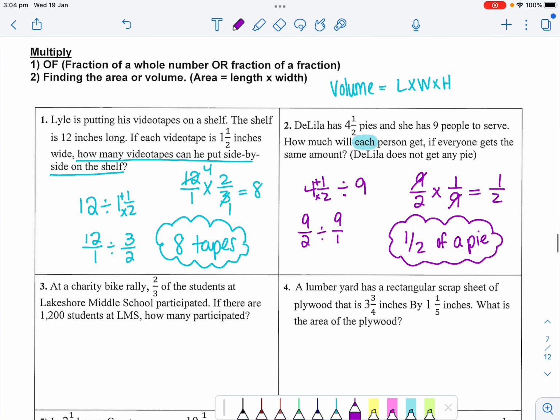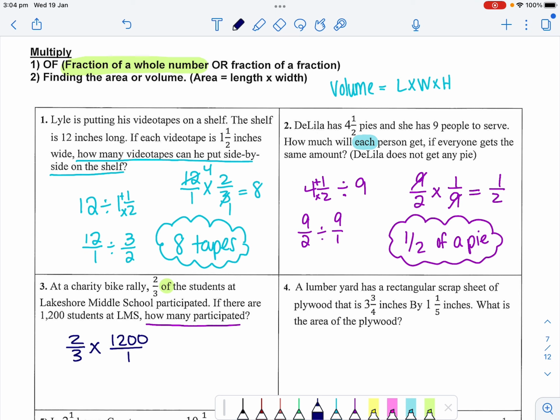Number 3 says at a charity bike rally, 2/3 of the students at Lakeshore Middle School participated. If there are 1,200 students at LMS, how many participated? So I want to know how many students participated in this bike rally. And I am looking at the word of right here because it says 2/3 of the students. So this says fraction of a whole number. So a fraction of the total number of students. So this is going to be 2/3 times 1,200.